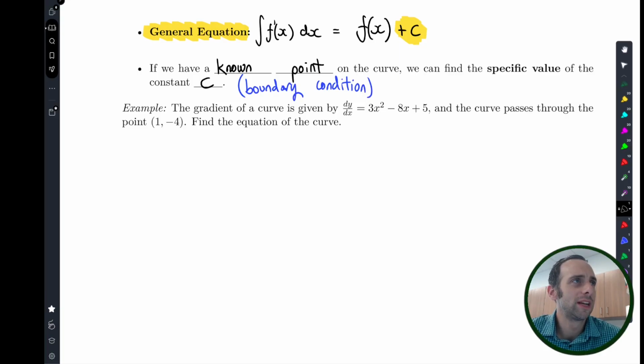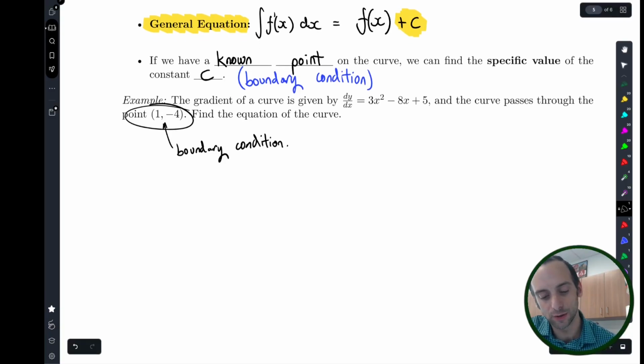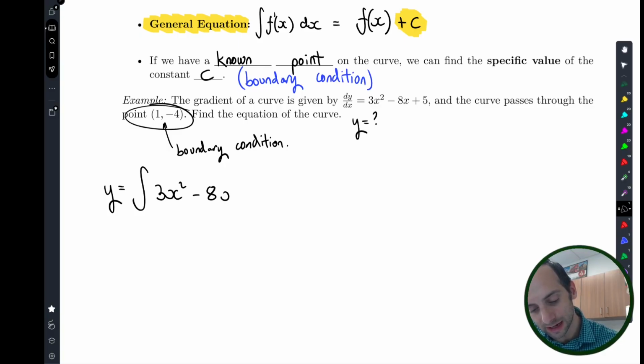So we're given in this problem the gradient dy/dx is 3x squared minus 8x plus 5, and we're told that the curve passes through the point (1, negative 4). So this (1, negative 4) is our boundary condition. This is what we're going to use to find the c towards the end of the problem. The question asks us to find the equation of the curve, so we're looking for y equals. That's going to be our unknown here. We can find y by simply integrating the derivative, taking the antiderivative if you like.